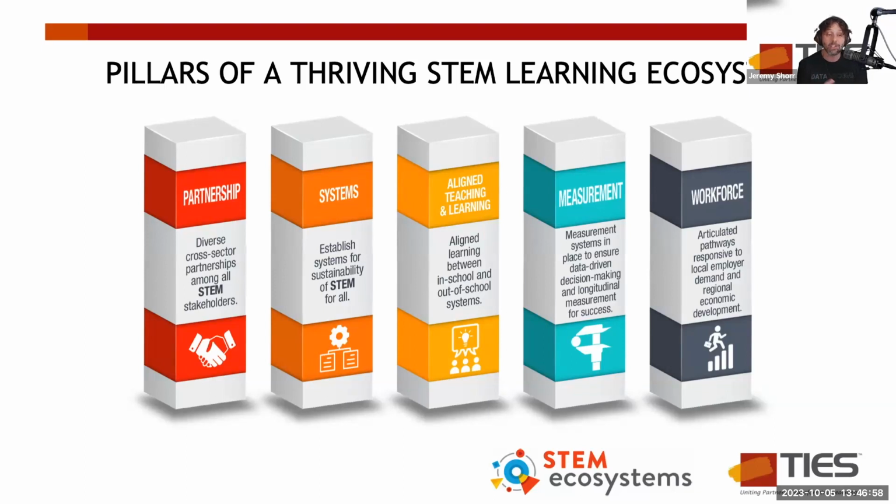Systems, what does this look like long-term? How are we funding things long-term? What do pathways look like? What is the interpolation, the dovetailing between these organizations? Aligned teaching and learning. This one is really, really huge. There are some incredible after-school STEM programming available, for example, but it's not always aligned to state standards or school need.